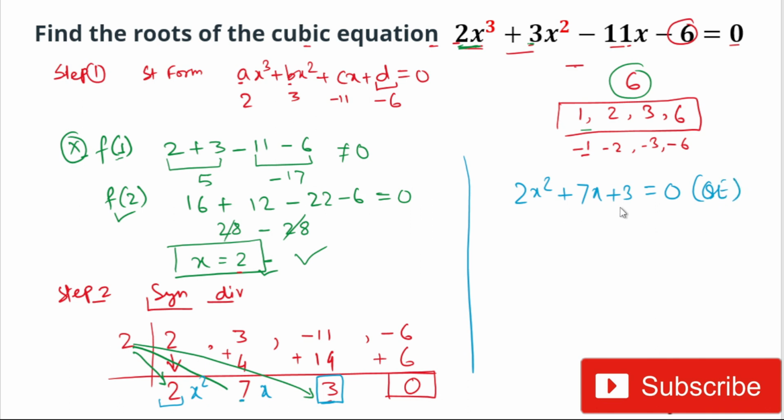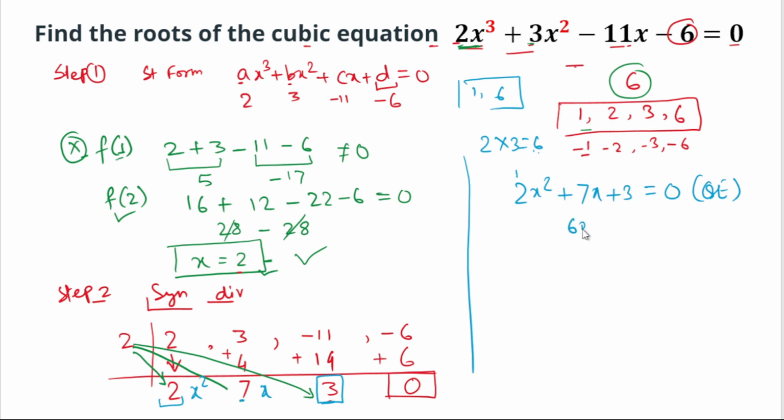Now for the solution of this quadratic equation, we can factorize it. For that we multiply the coefficient of x square, that is 2, with the constant value, that is 3, which gives 6. For making 7 from the factors of 6, 1 and 6 will satisfy it. If we add 6 and 1, we write 7x as 6x plus x. Now we'll factorize it. It is 2x square, plus 6x, plus x, plus 3, equal to 0.